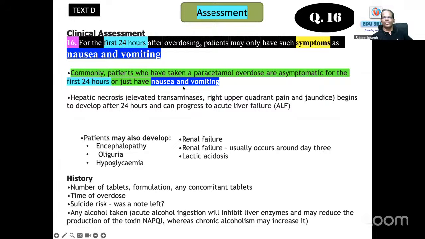So the answer is nausea and vomiting. We had already highlighted that symptom.